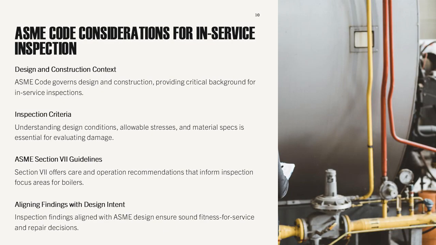Although the ASME boiler and pressure vessel code primarily governs design and construction, it also provides valuable context for in-service inspection. Inspectors must understand original design conditions, allowable stresses, joint efficiencies, and material specifications when evaluating in-service damage. ASME Section 7 offers recommended guidelines for care and operation of boilers, which can inform inspection focus areas. Aligning inspection findings with ASME design intent ensures that assessments of fitness for service and repair acceptability are technically sound. This section highlights how ASME knowledge supports informed inspection decisions.